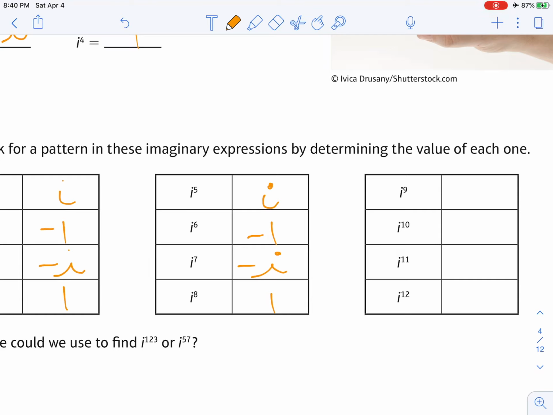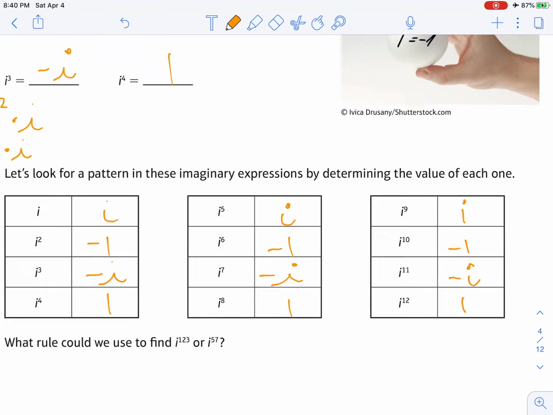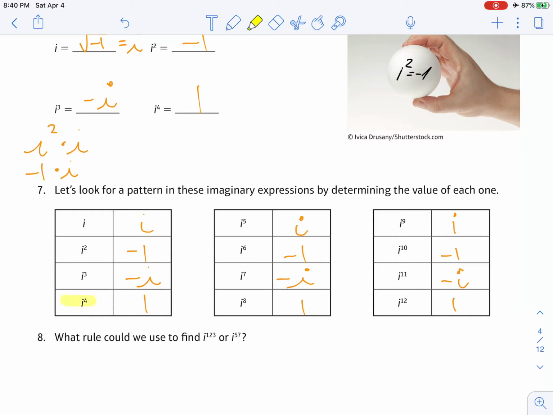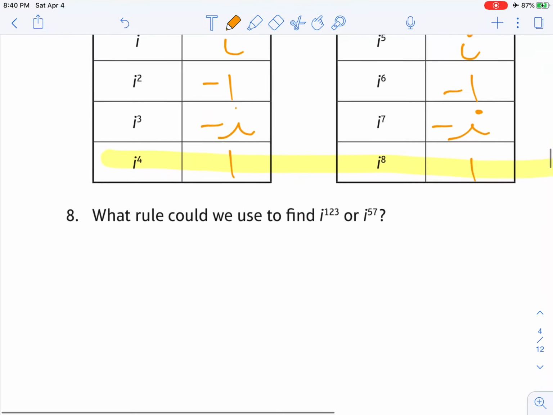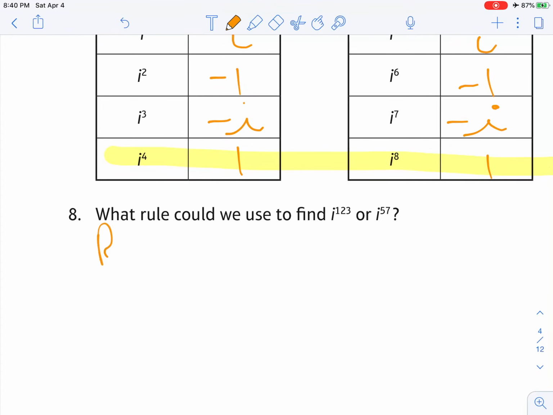It's too late at night. What do you think those will be? I, negative 1, negative I, and 1. Okay, do you notice that all of these down at the bottom are all divisible by 4? So, in order to deal with these, we deal with the remainders.